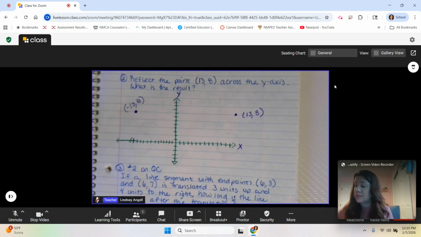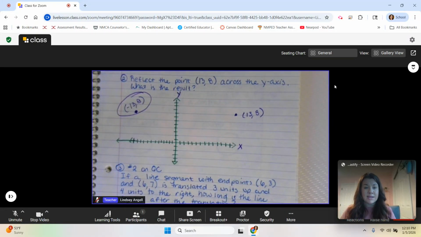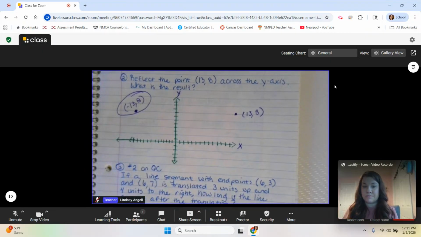What is the result? That's this right here, (-13, 8). That would be your answer. Now, my drawing is obviously not perfect, right? If you use actual graph paper, that will help a ton because all of the little tick marks will be perfectly placed. But that would be your final answer.